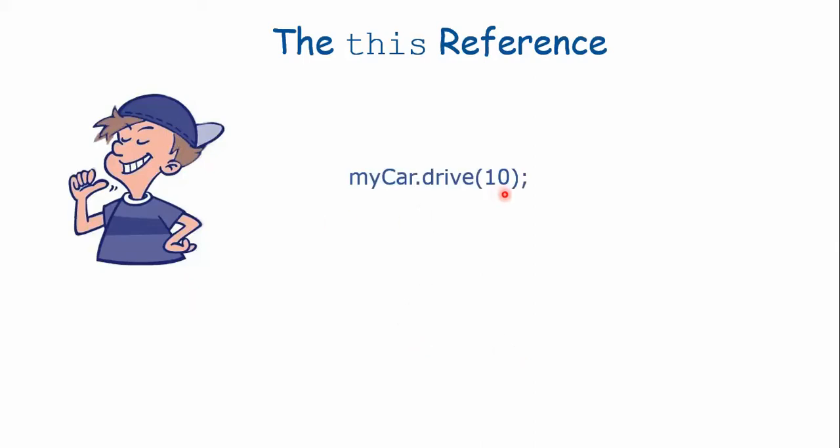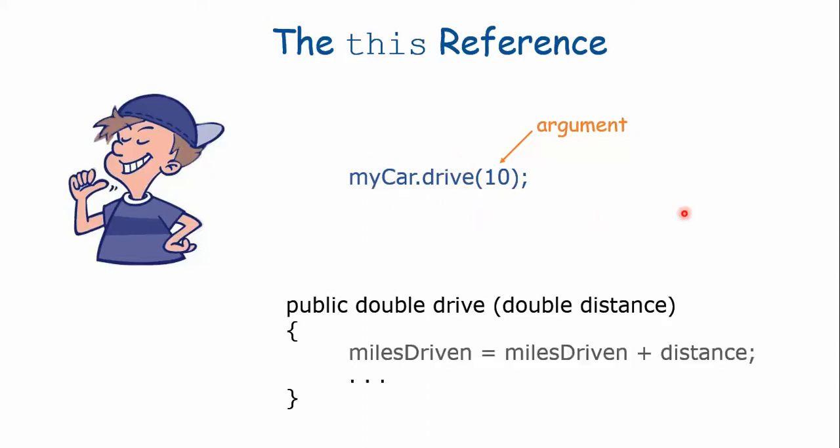myCar.drive with 10 as a distance. Here 10 represents an argument. So whenever this particular method call is made, it internally goes back to the drive method which is available in our class of this type. myCar is of Car type, so the drive method which is available in Car will be called.